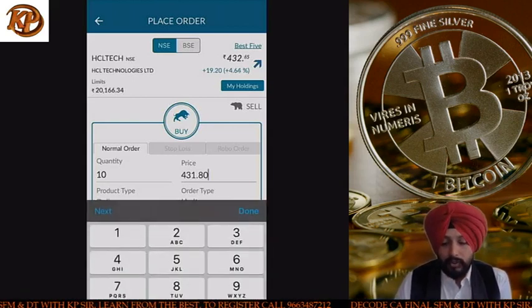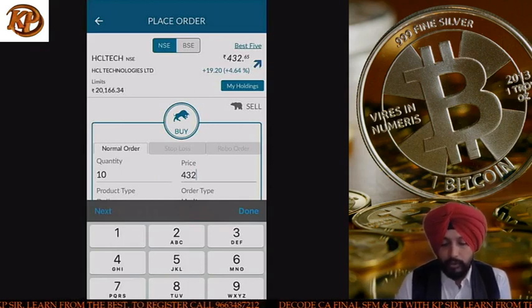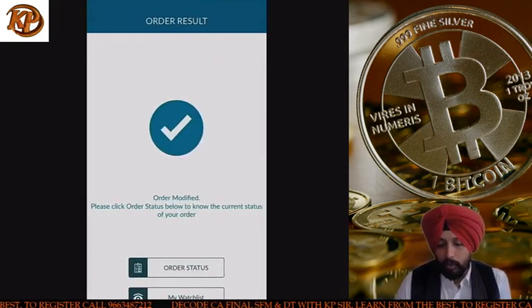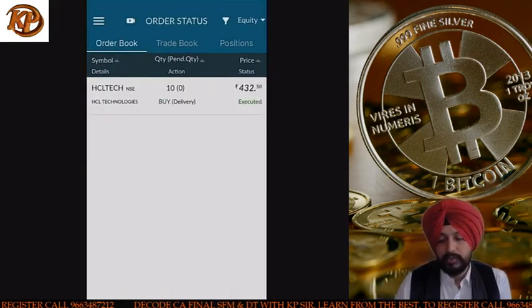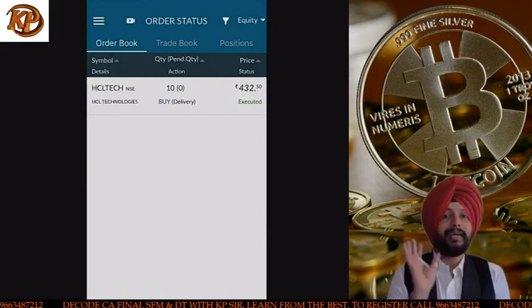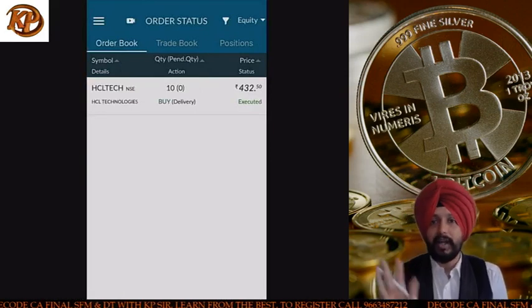So let us do one thing. We'll not waste a lot of time on this. I will put 432.50. That's the last price I can offer to pay. I put confirm order, and now the order status is executed. I got the shares at 432.50, which means 10 shares are purchased in my account for HCL Tech. This is live trading I have shown you guys.